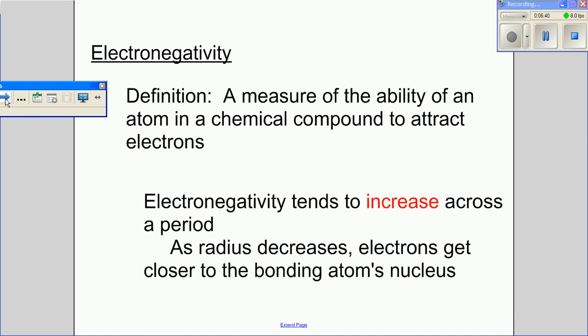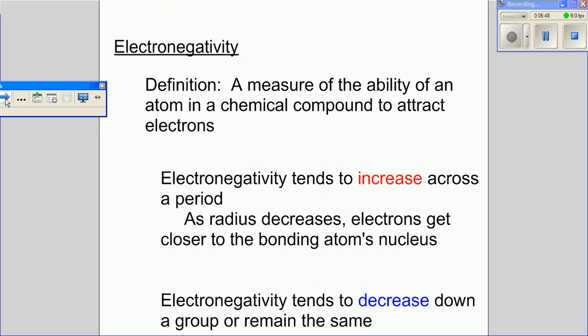As we go down a group, since we are increasing in energy levels, we're going to see that our trend is going to be to decrease down a group. The reason that it's decreasing as we go down is that you have an increased number of energy levels. Now, some of them could remain the same, but in general, the trend is always to decrease as you go down the period.